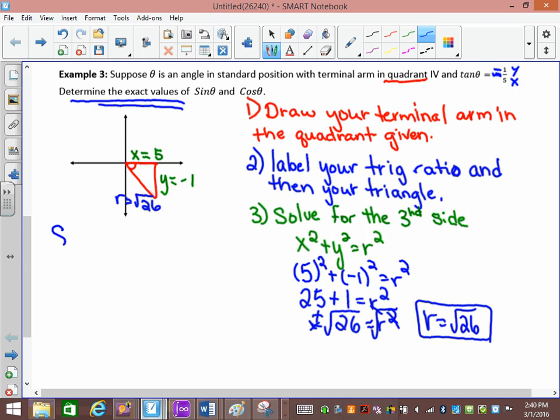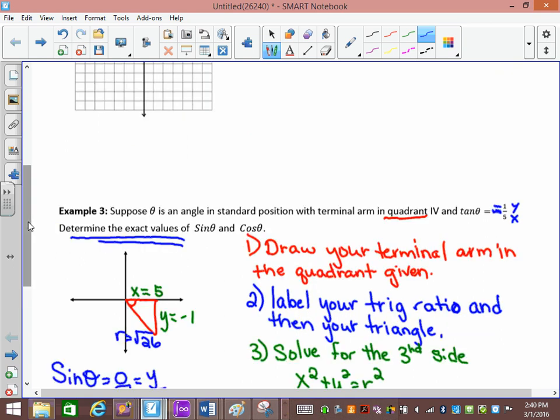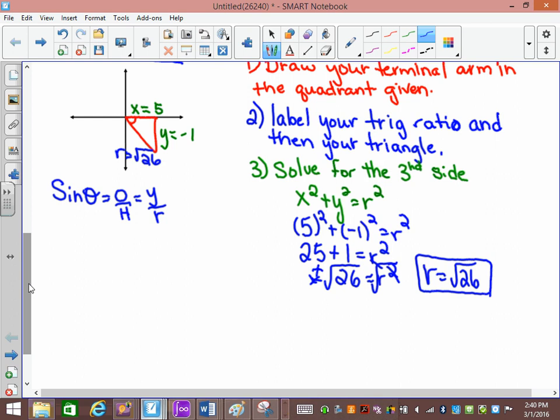So they ask for sine theta, so opposite over hypotenuse. But remember, opposite is always y, and hypotenuse is always my radius. So we do y over r, which is more appropriate for these questions, because they're centered around the origin, the 0, 0 point. And then we want cos theta, which is adjacent over hypotenuse. Adjacent is always x, hypotenuse is always r. So we want y over r first for sine.